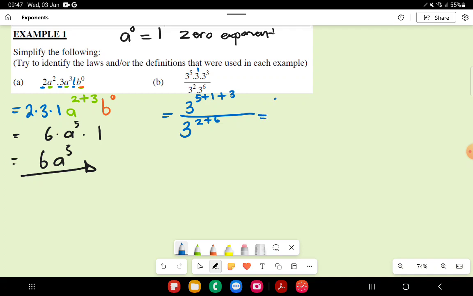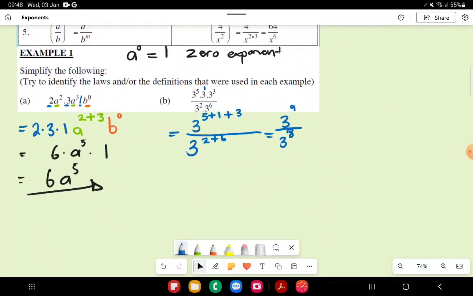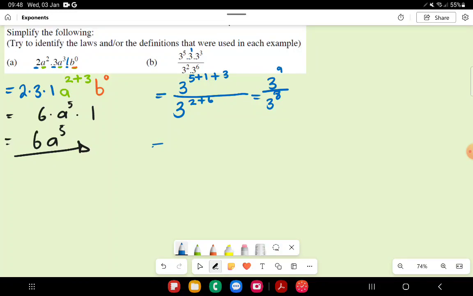So that gives me 3 to the power of 9 over 3 to the power of 8. Now I've got it simplified. Next thing I'm going to do is write it as 1 exponent. Because it's a division sign, I am going to subtract. So this becomes 3 to the power of 9 minus 8. That gives me 3 to the power of 1, which is a total of 3. Okay, that should have been easy enough.